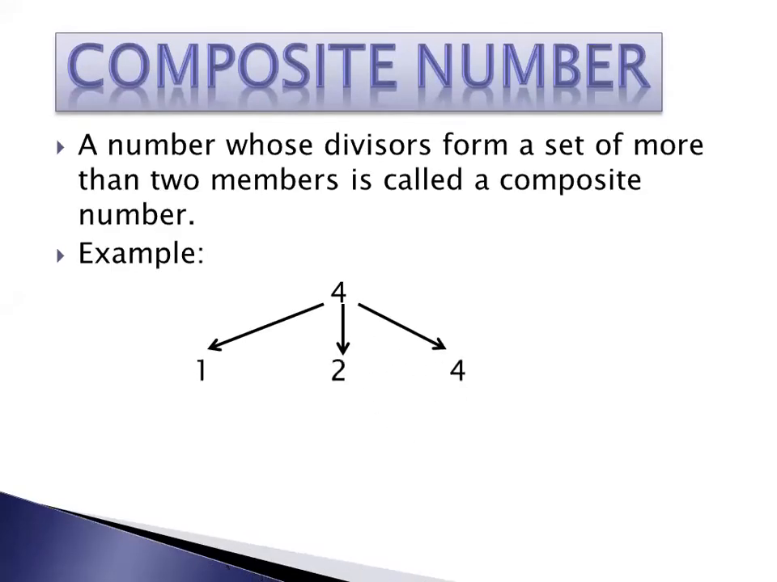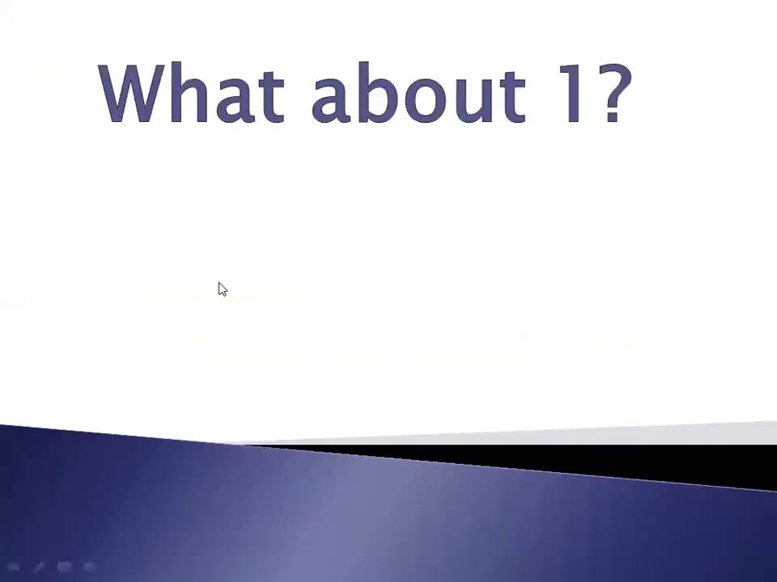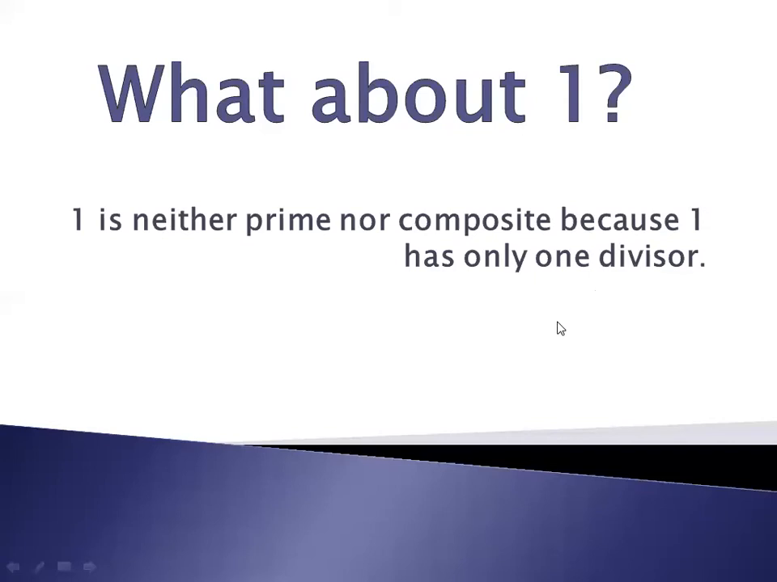Okay, students, now please be attentive. What about 1? Class, can you tell me whether 1 is a prime number or a composite number? Here is the answer. 1 is neither prime nor composite because 1 has only one divisor. That's why it is neither prime nor composite. Very good. All of you are doing well.